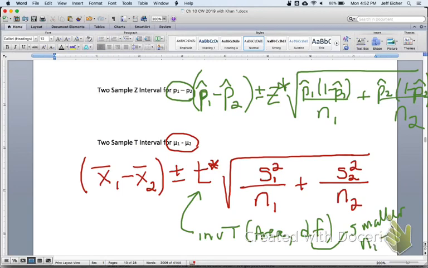So if it happens to be n1, then you'd subtract 1, and that would be your degrees of freedom. If your n2 is smaller, or the smallest sample size, then you do that minus 1. This is a conservative approach to the degrees of freedom. The second way to calculate degrees of freedom is to let the calculator calculate it for us.